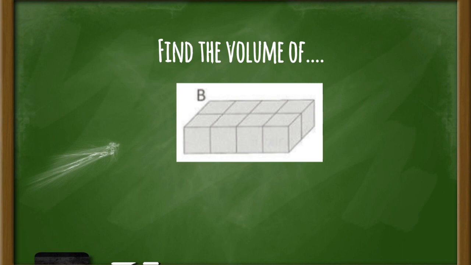I will put up 4 other shapes on the screen, and your job is to find the volume for each of the shapes and correctly write it on your whiteboards. After you see each of the 4 images, you'll come back and I'll show you the correct answers. Let's look at those images now.